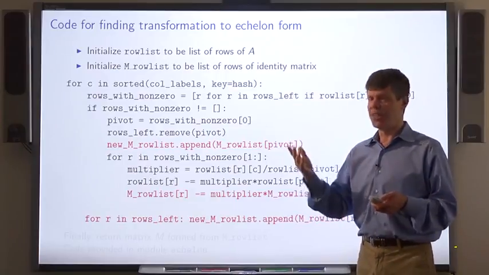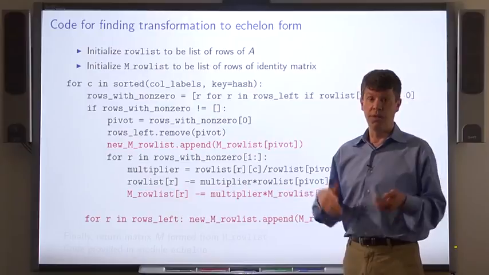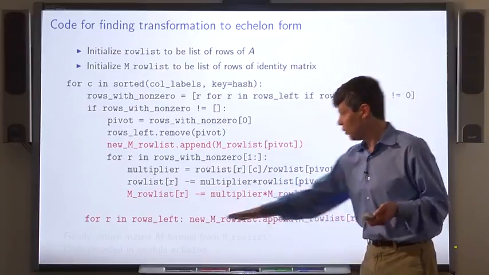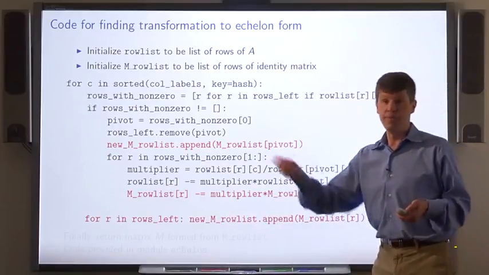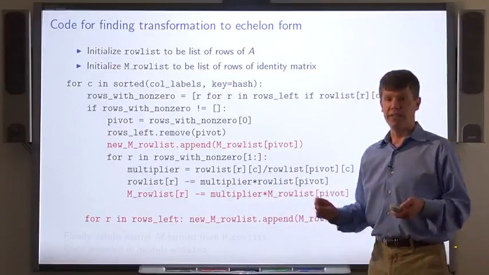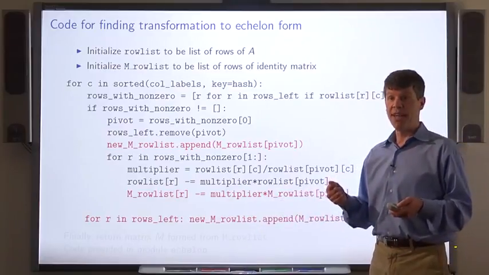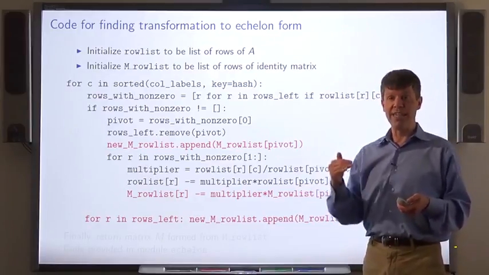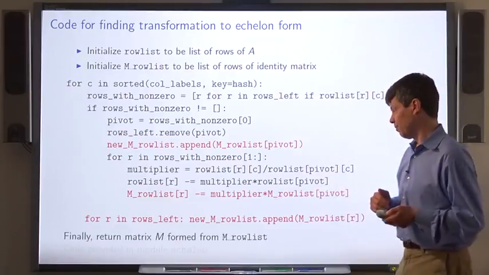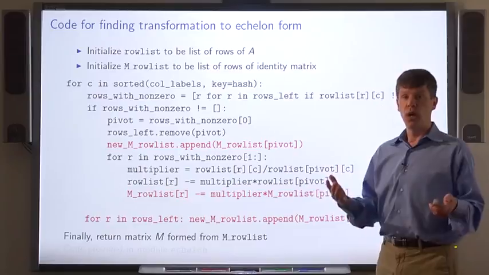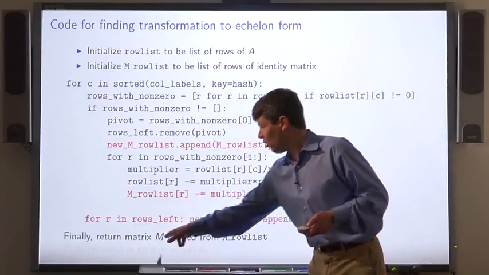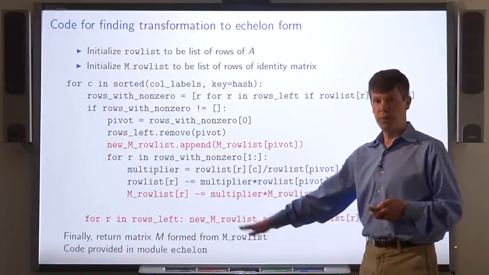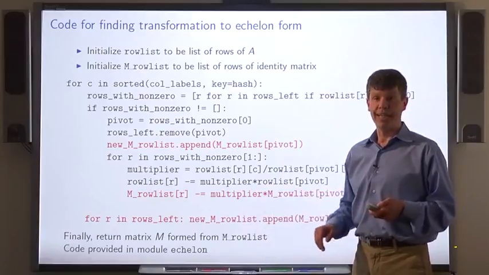But at the end, there are some other rows that never get chosen as pivot rows. They're the ones that correspond to 0 rows in the echelon form that we create. So we have this loop at the end to just add those remaining rows to new M row list. That will ensure that new M row list times the original matrix will give us the whole matrix in echelon form, including the 0 vectors. And finally, at the end, the procedure will form a matrix M from row list and return that. We provided that code in the module echelon.